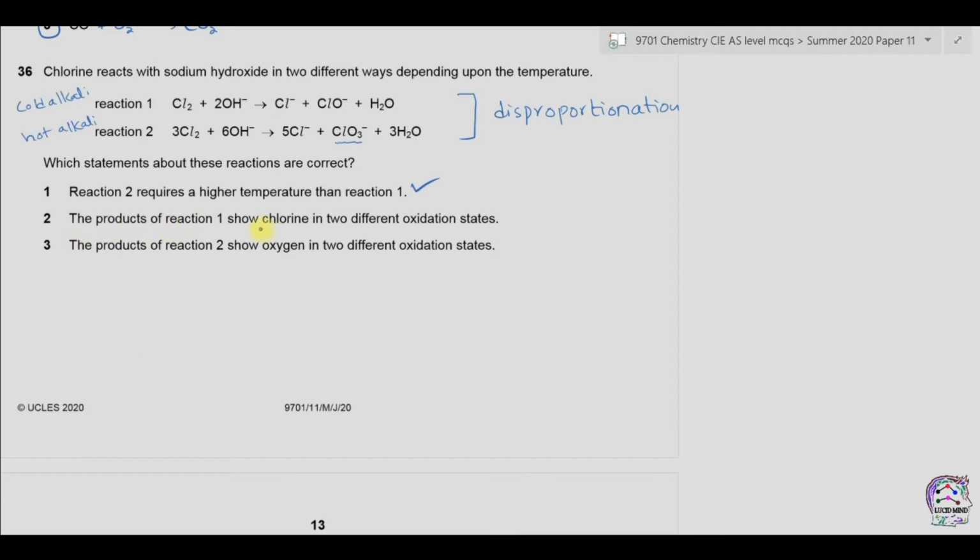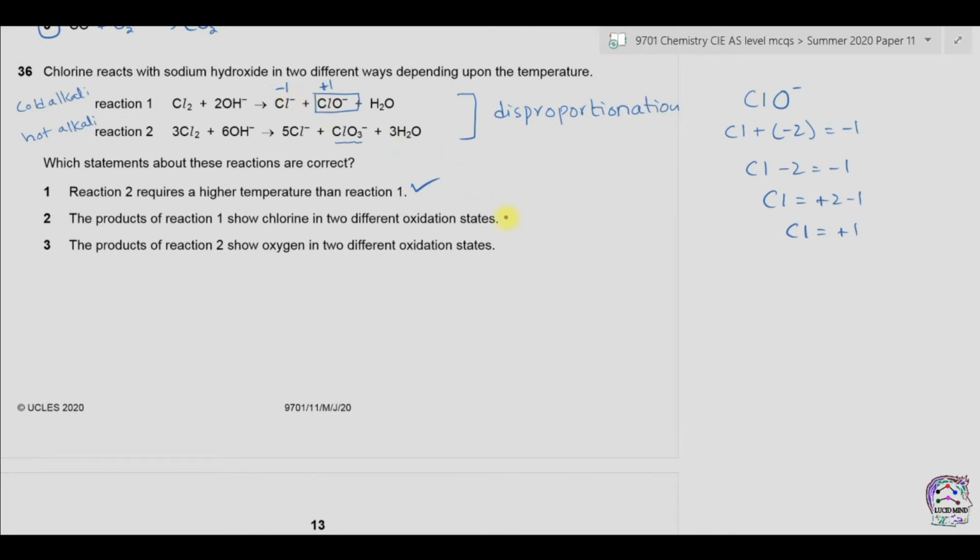Part 2. The products of reaction 1 show chlorine in two different oxidation states. This chlorine is -1, and we can find the oxidation state of this chlorine in ClO, where the overall charge is -1. We know that oxygen is -2 and the overall charge is -1. So chlorine - 2 is equal to -1. Chlorine is equal to +2 - 1, so chlorine is equal to +1. So chlorine is actually +1 in this compound.